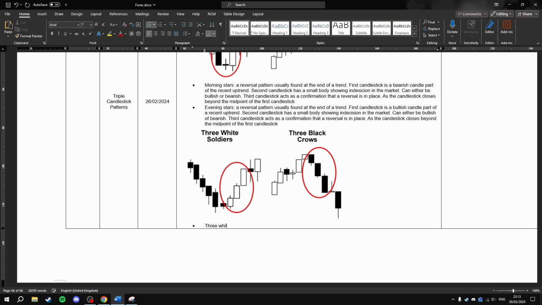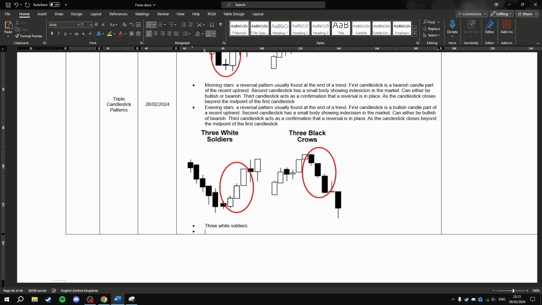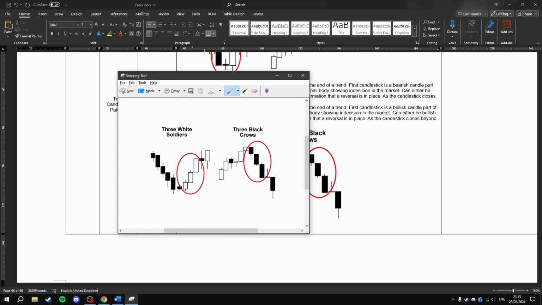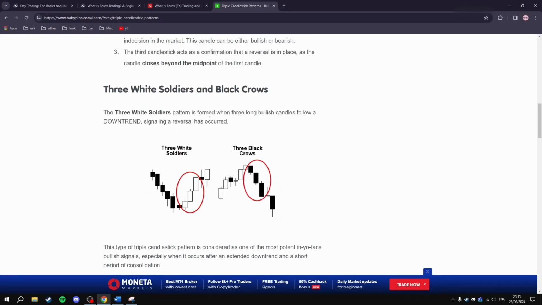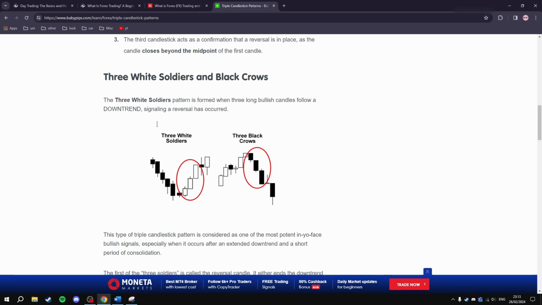Three white soldiers and three black crows. The three white soldiers pattern is formed when three long bullish candles follow a downtrend, signaling a reversal has occurred.